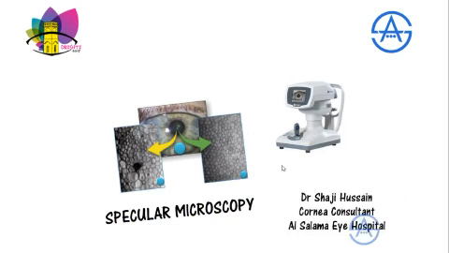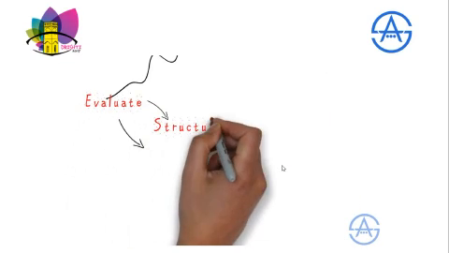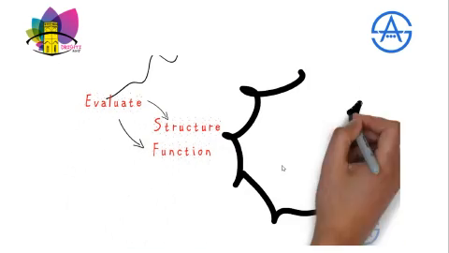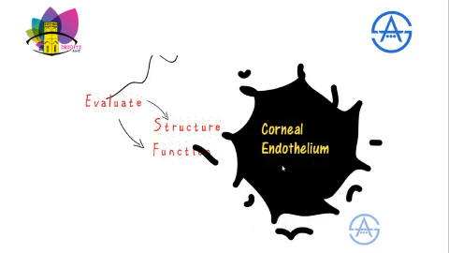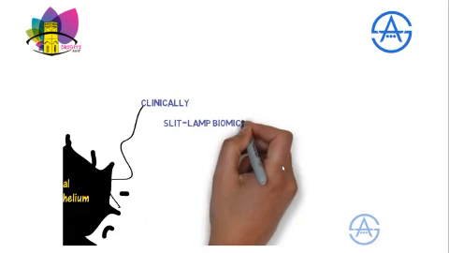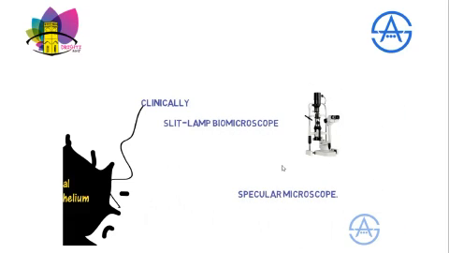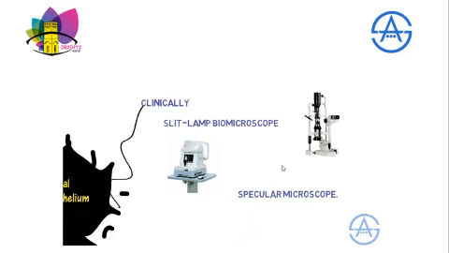So what does a specular microscope actually do? It helps us to evaluate the structure and the function of the innermost hexagonal layer of the cornea, that is, the corneal endothelium. So how can we assess this? This can be assessed in two ways clinically, that is with a slit lamp biomicroscope, that is a specular view, or by using an instrument known as a specular microscope.